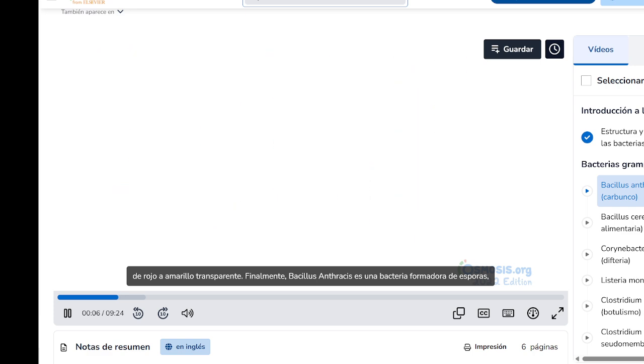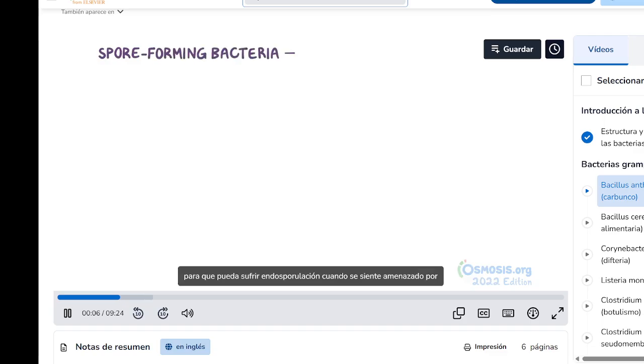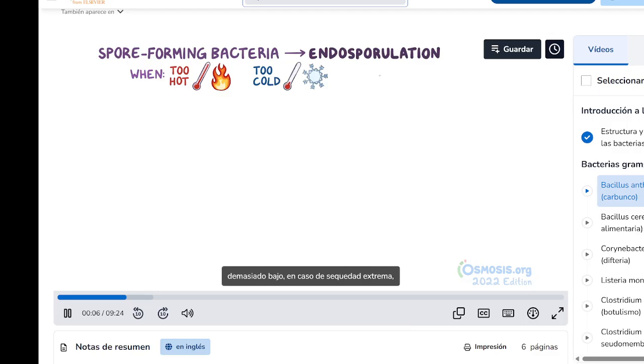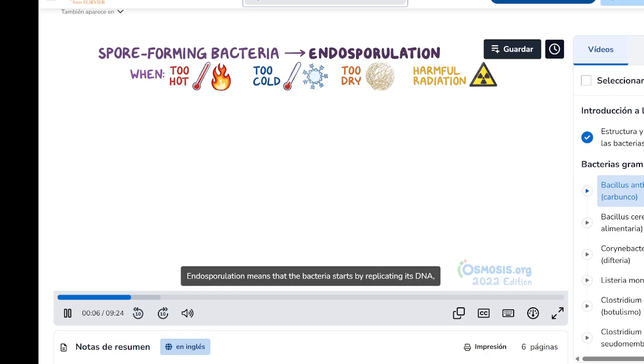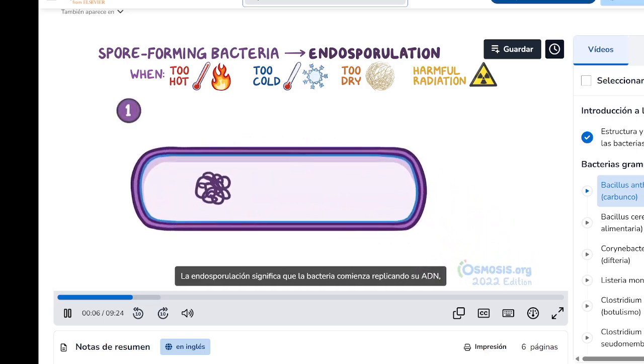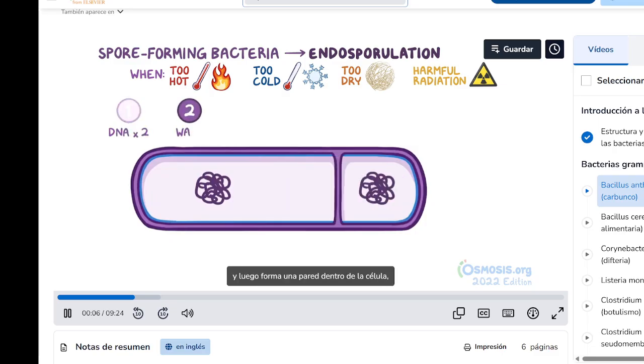Finally, Bacillus anthracis is a spore-forming bacteria, so it can undergo endosporulation when it feels threatened by the environment, like when the temperature becomes too high or too low, in case of extreme dryness, or when there's harmful radiation around. Endosporulation means that the bacteria starts by replicating its DNA, and then it forms a wall inside the cell, isolating the big portion of the cell, let's call it the mother cell, from the small portion of the cell. Next, the plasma membrane of the cell surrounds the newly formed small portion, and then pinches it off, forming a separate body known as a forespore.